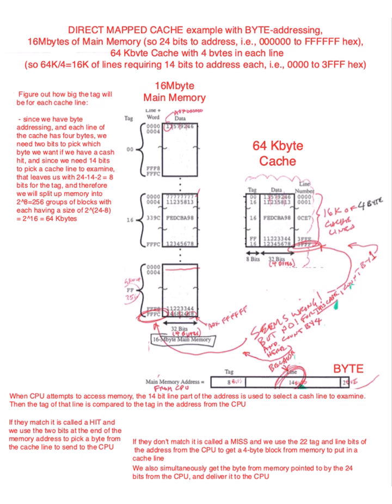So there are 0 to 24 bits, right? Each hexadecimal digit is 4 bits. Also, we're given that this is a 64 kilobyte cache with 4 bytes in each line. So the block size is 4 bytes, and in memory that we're putting in the cache lines, the slots. And so, therefore, 64K divided by 4 equals 16K of lines requiring 14 bits of address.